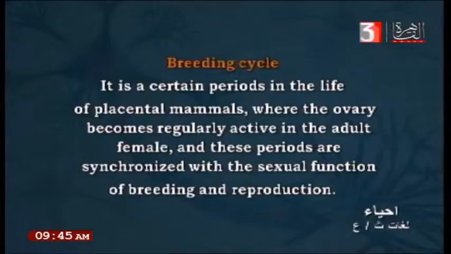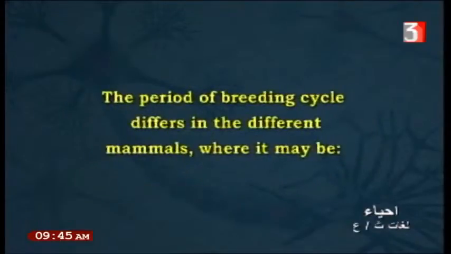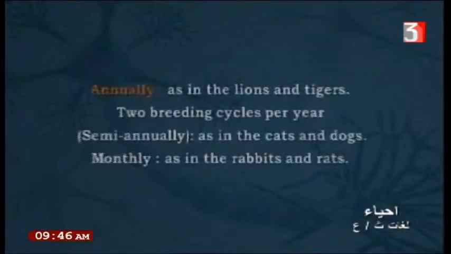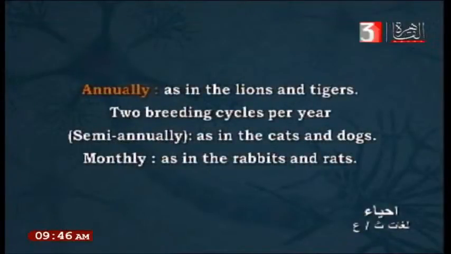The breeding cycle differs from one mammal to another. Each one has a breeding cycle that differs from the other. The period of the breeding cycle differs in different mammals, where it may be annually as in lions and tigers, semi-annually as in cats and dogs, monthly as in rabbits and rats.